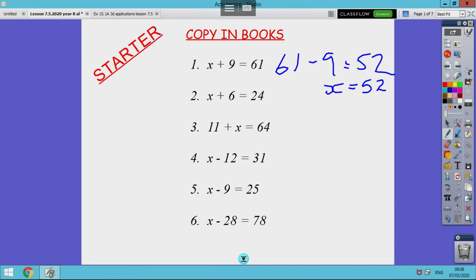Now I want you to have a go at questions 2, 3, 4, 5 and 6. This is all to do in your books or on paper. You don't need to type anything on the Google Classroom. You do all of this in your books. Okay, so pause the video, give yourself some time to do questions 1 to 6, okay? And then we should move on.